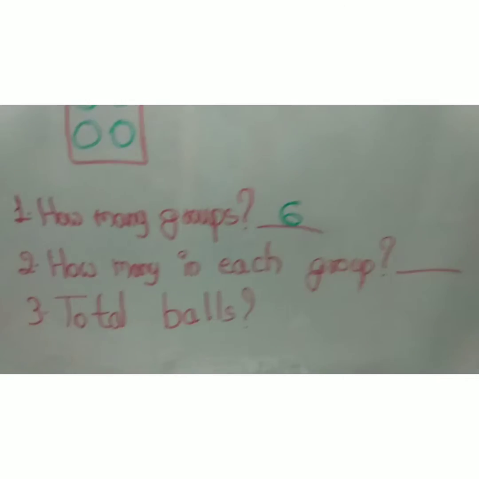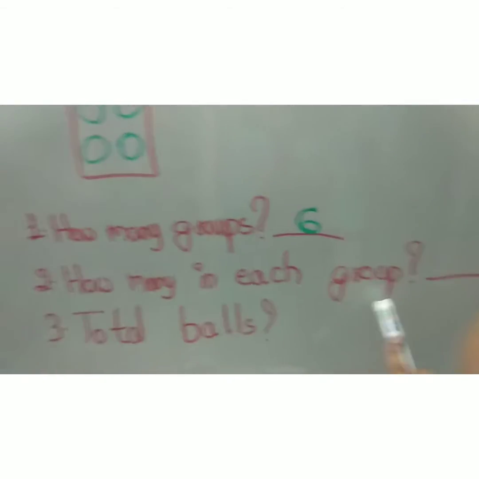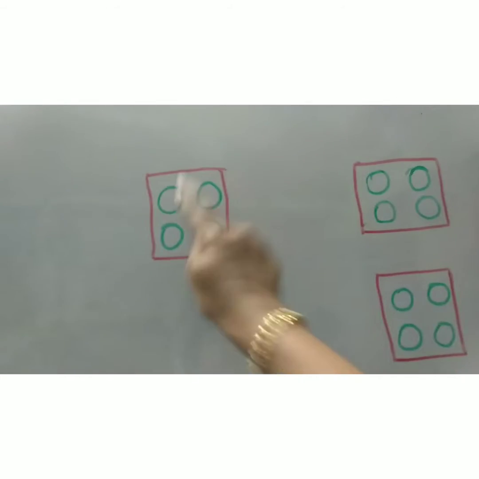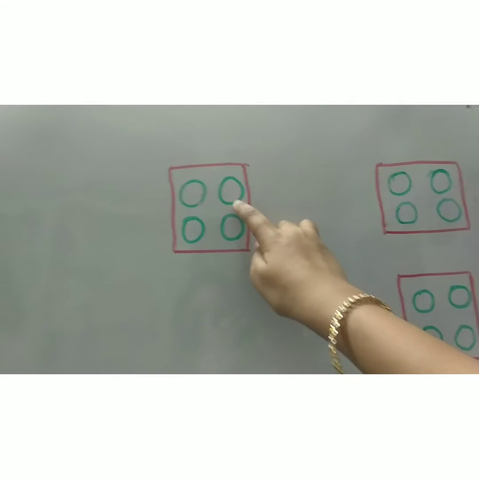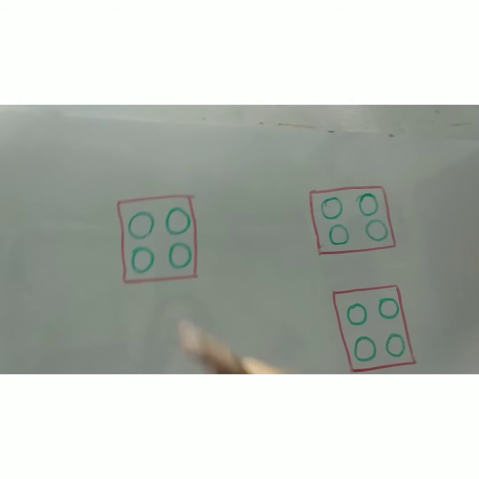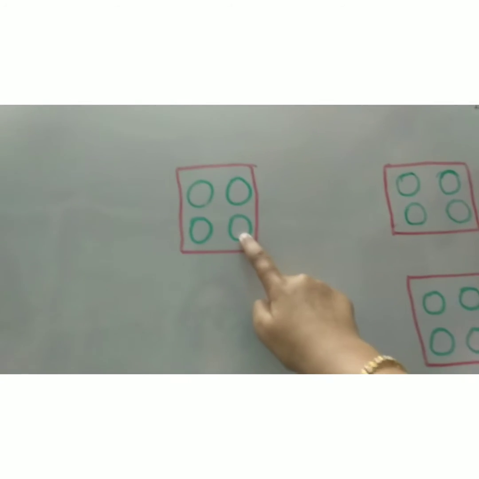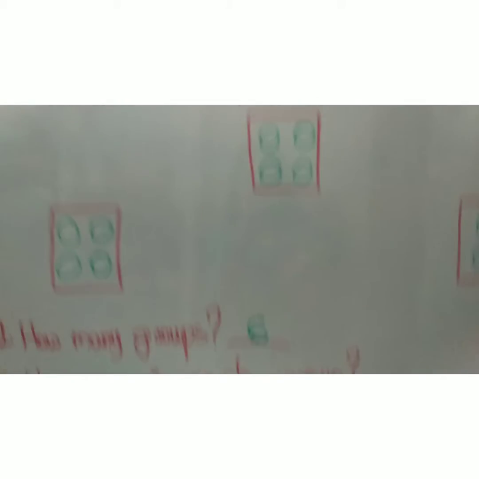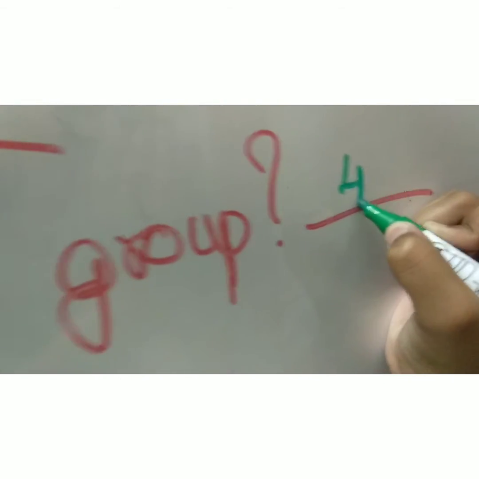Tell me, students, how many balls are there in each group? 1, 2, 3 and 4. So, there are a total of 4 balls in each group.